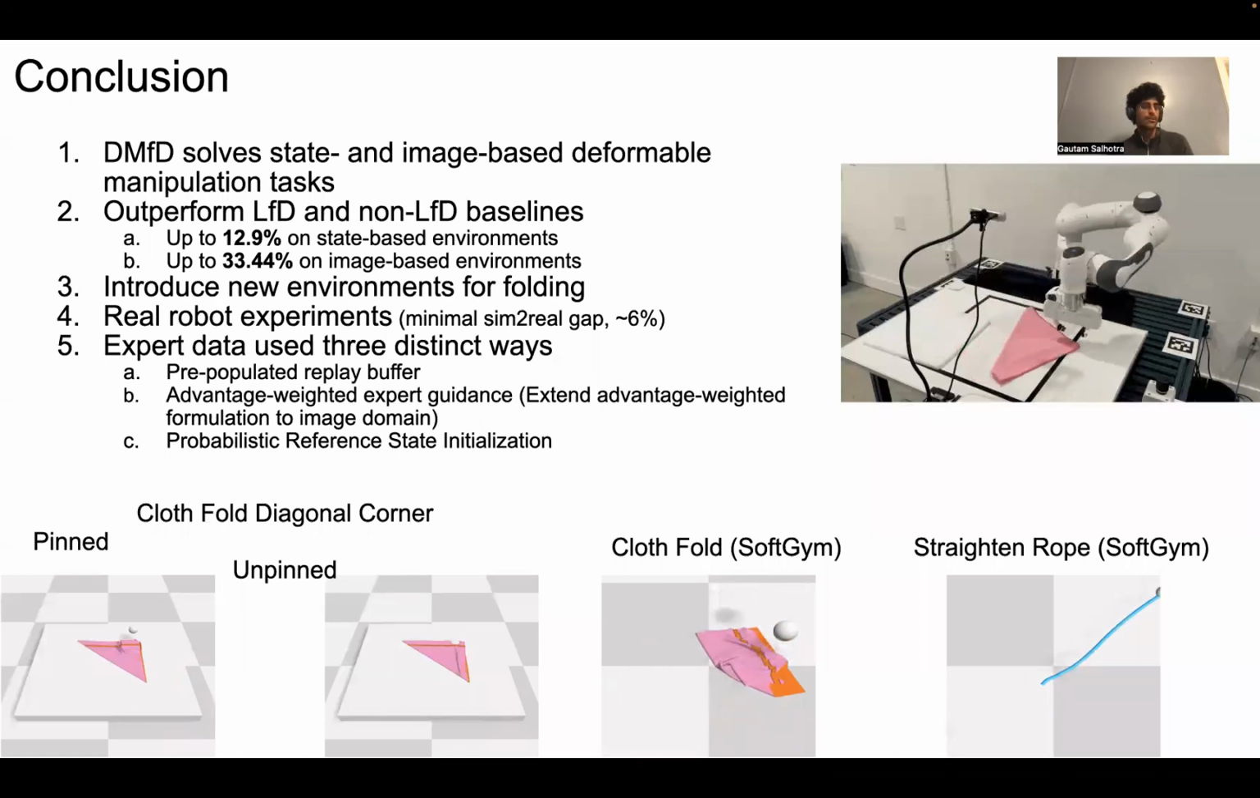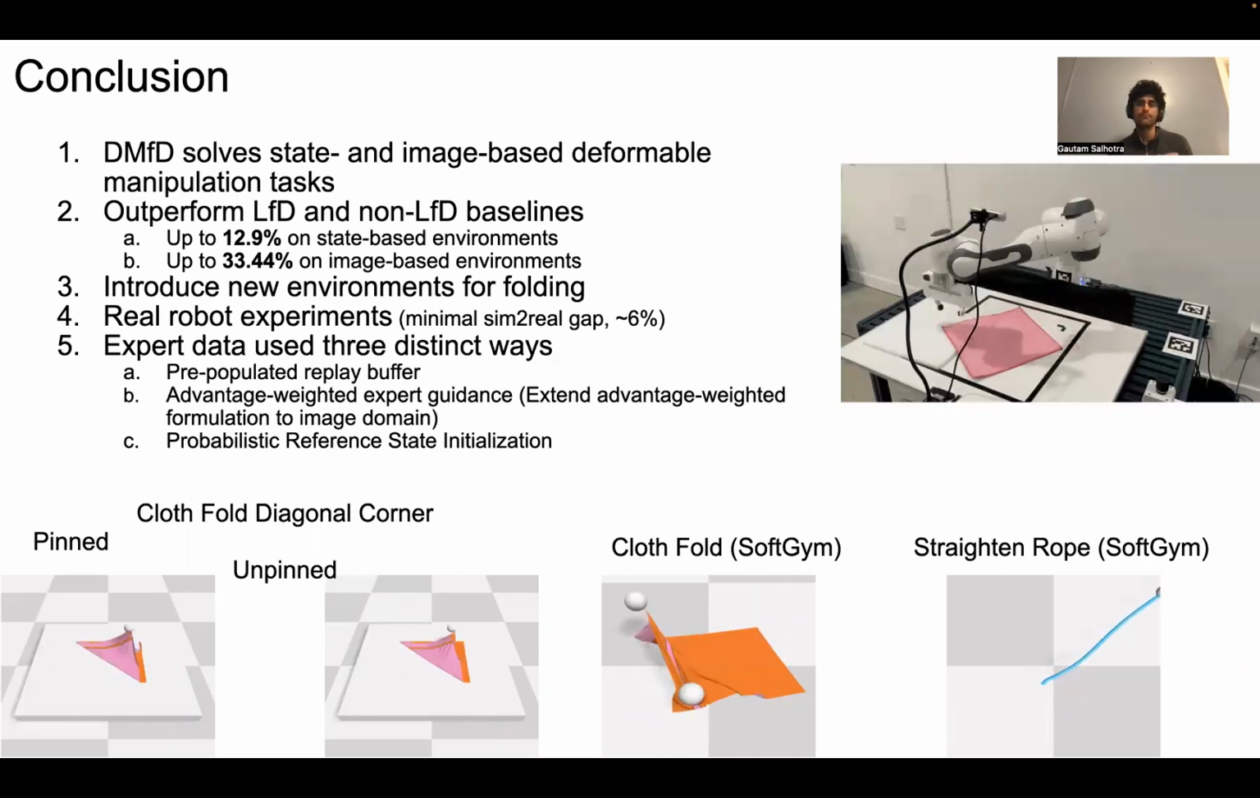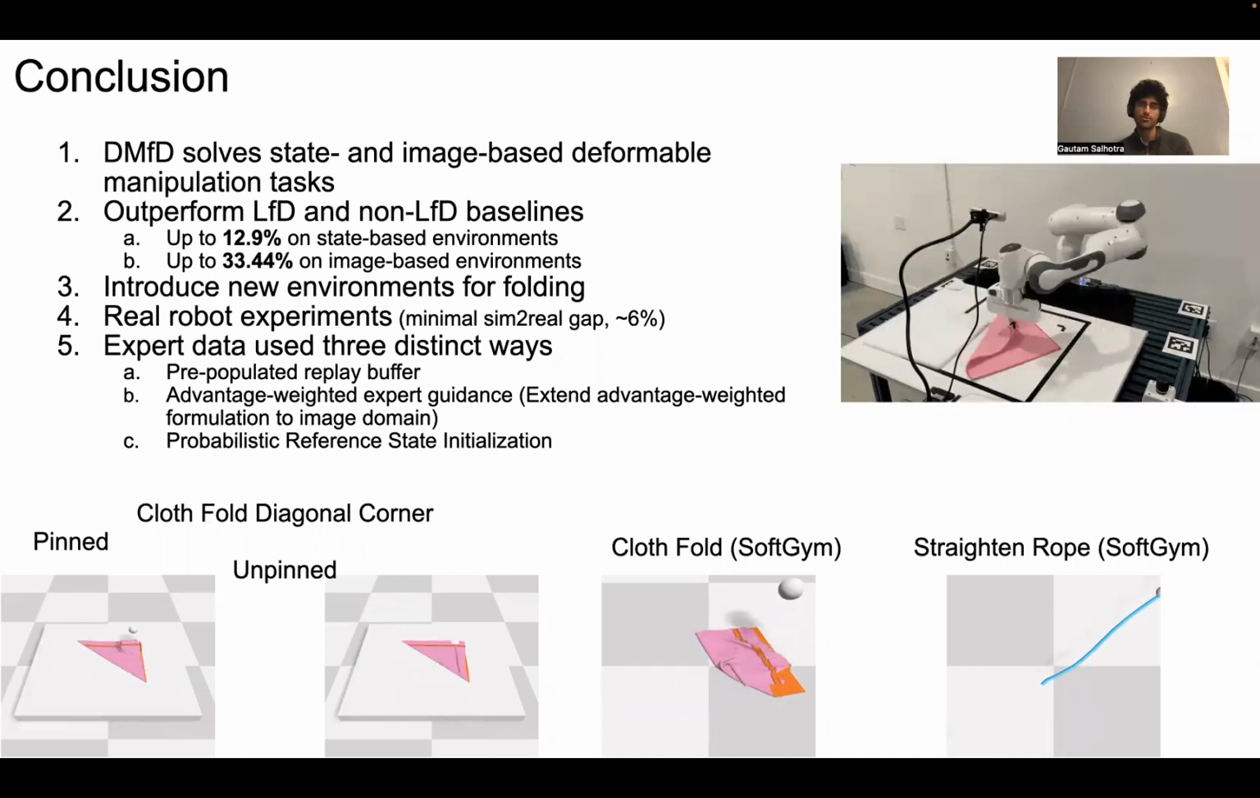In conclusion, our method works on the state and image observations and is able to outperform LFD and non-LFD baselines. It is primarily because of the ways in which we use the expert data and balance it with exploration. Additionally, we introduce two challenging cloth fold environments and deploy our system on a real robot.